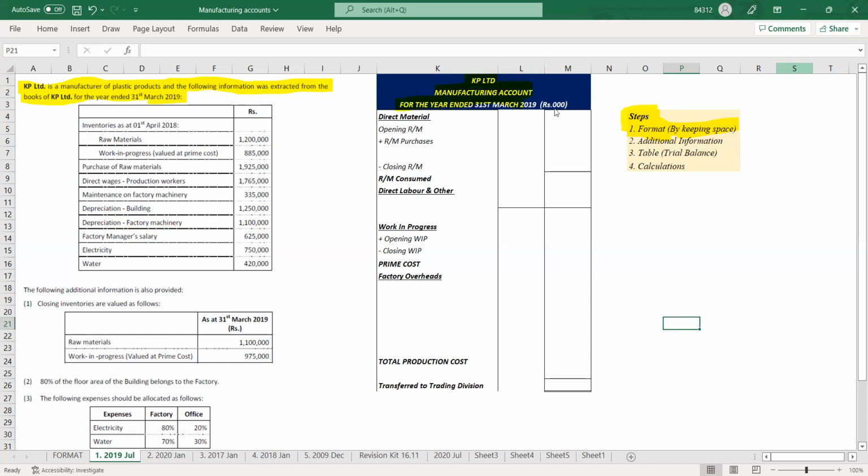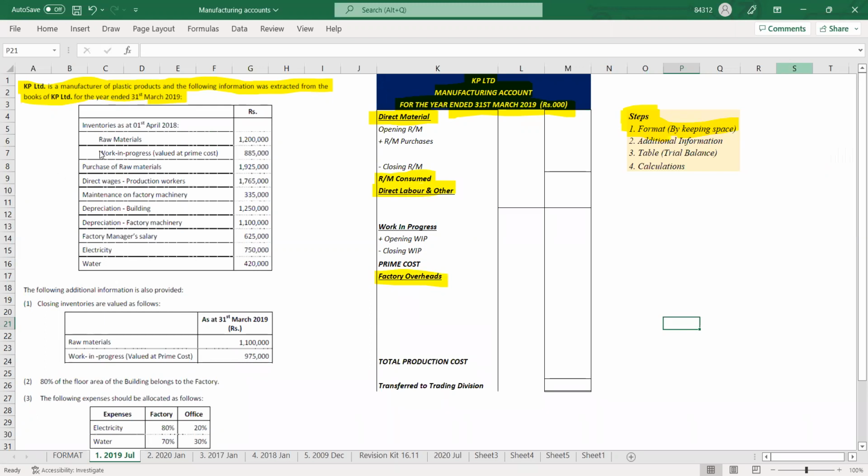So for any manufacturing account question, this is the basic format. You have direct cost, direct material. As I said, direct material will be calculated by opening plus purchases minus closing. So your answer is raw material consumed. Then you have another heading, direct labor and direct other, right? Then the factory overheads.